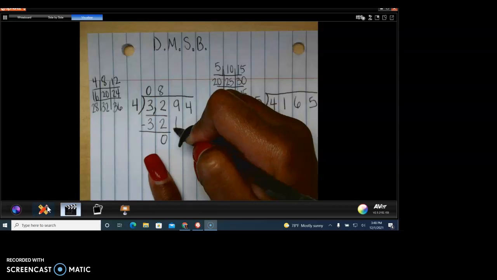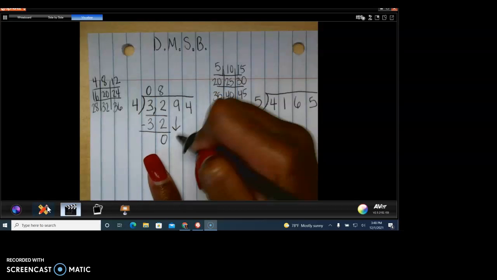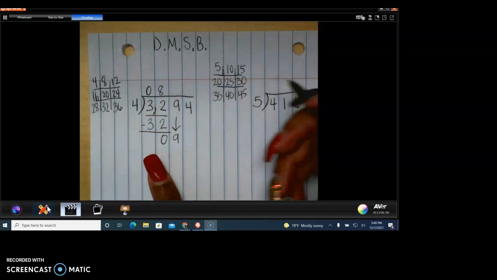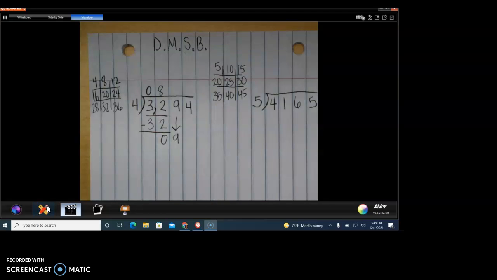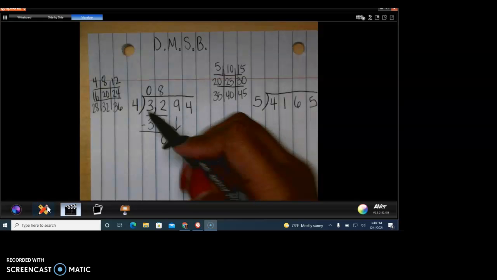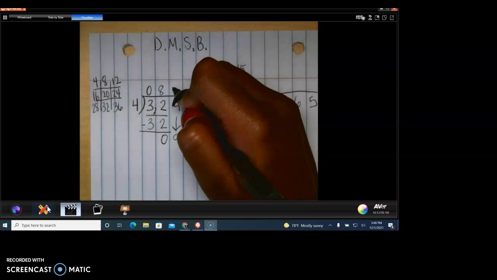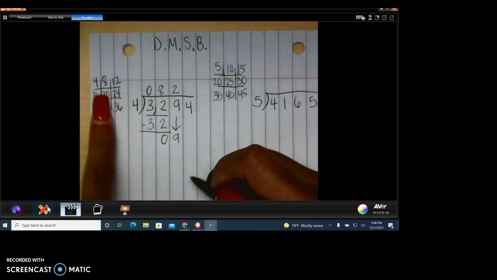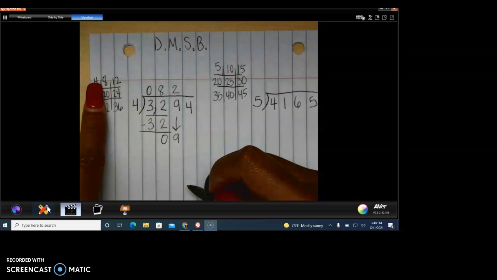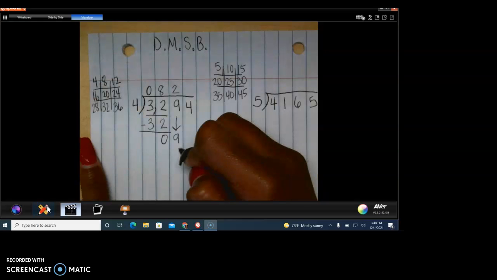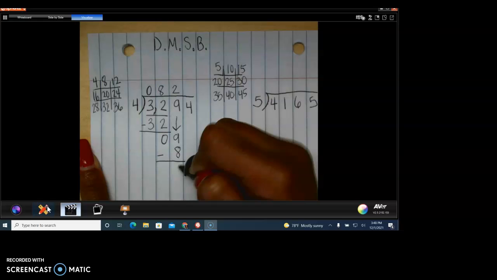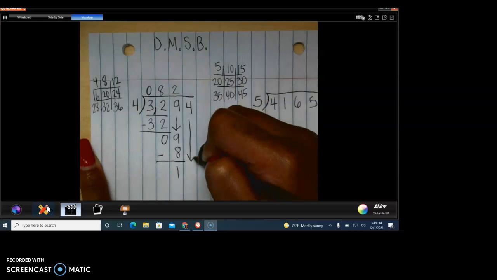Here, I've subtracted. I bring down the 9. Make sure that you are being neat. We know that oftentimes we confuse ourselves when we don't line things up. So 4 can go into 9. It can make 2 groups without going over because 4 times 2 is 8. I subtract, I get 1, bring down the 4.